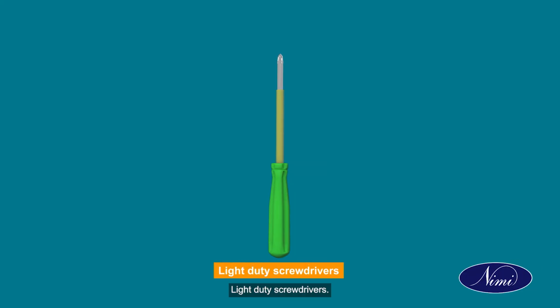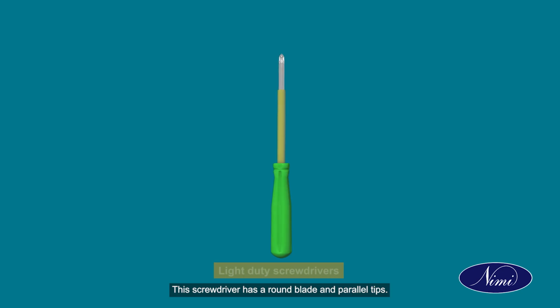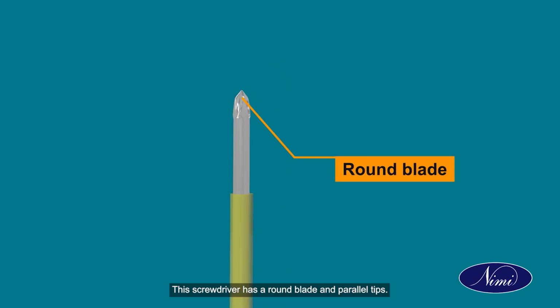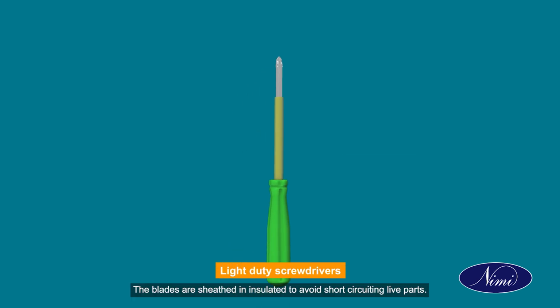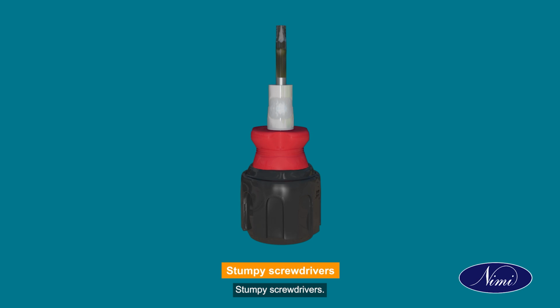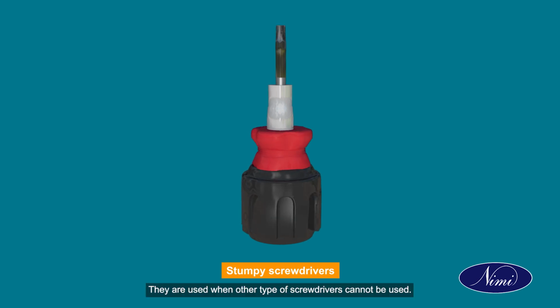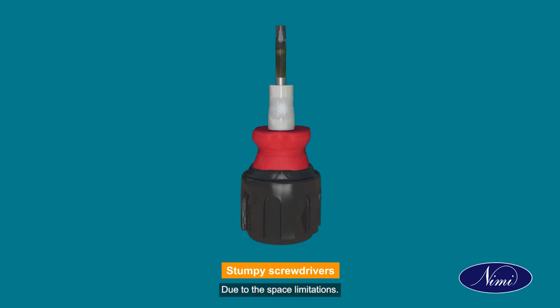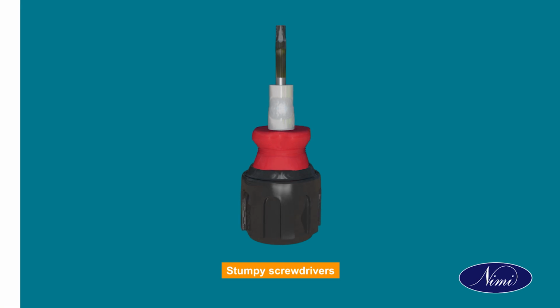Light duty screwdrivers. This screwdriver has a round blade and parallel tips. This screwdriver is used by electricians. The blades are sheathed in insulation to avoid short circuiting live parts. Stumpy screwdrivers. These are small screwdrivers. They are used when other types of screwdrivers cannot be used due to space limitations.